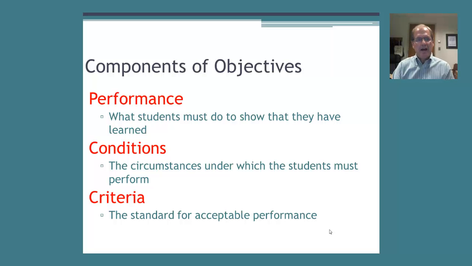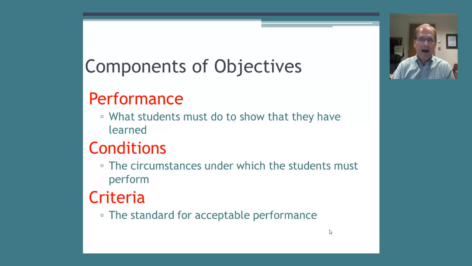So if you look at the three major components of a well-written objective, you will have these things. The performance, which is what students must do to be able to learn, and then the conditions, those are the circumstances under which the learners must perform, the things they will have to use or to perform with. Right? And then finally some level of criteria.